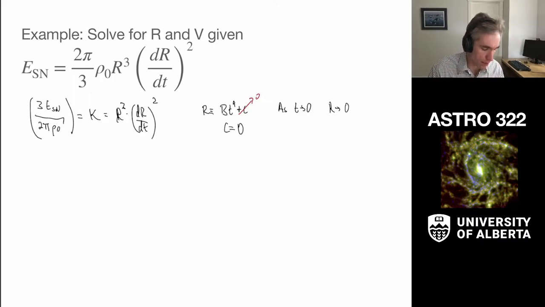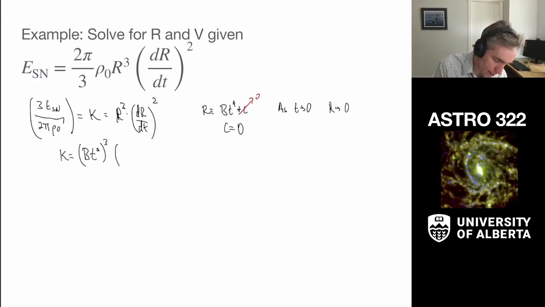Then we just plug this remaining expression into the explosion equation, and we get that K is equal to, sub in the parameter for R, B T to the A, and that's R cubed there, so I cubed the whole thing. And then I take the time derivative of that and square it.